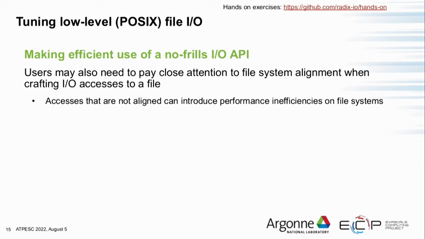An example of this is file alignment, which I've heard a little bit about today. Essentially, file systems prefer their accesses to be aligned on certain block boundaries, or else it creates inefficiencies in how they retrieve data. So alignment is something that's often important at the POSIX level.